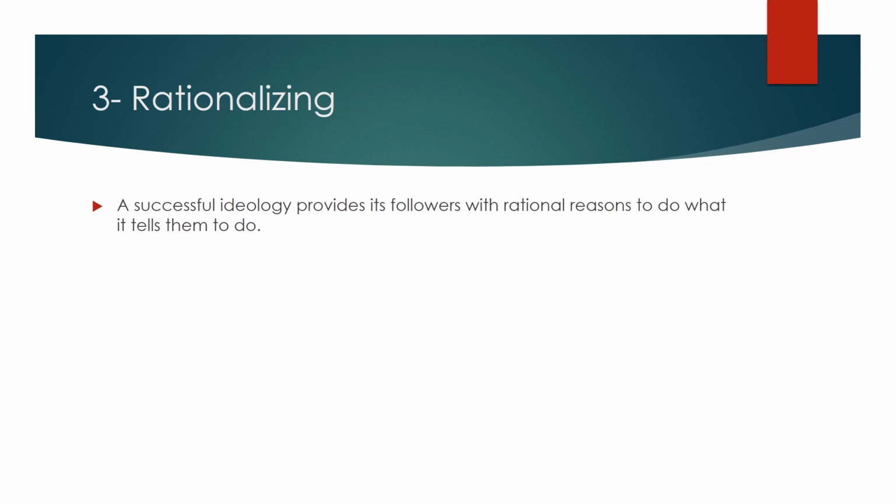Number three, a successful ideology provides its followers with rational reasons to do what it tells them to do. This is of great importance, and in order to be successful, your ideology must be rationalizing, otherwise it will fail and it will not survive. For example, Marxism was not rational in today's world. That's why it expired and died.